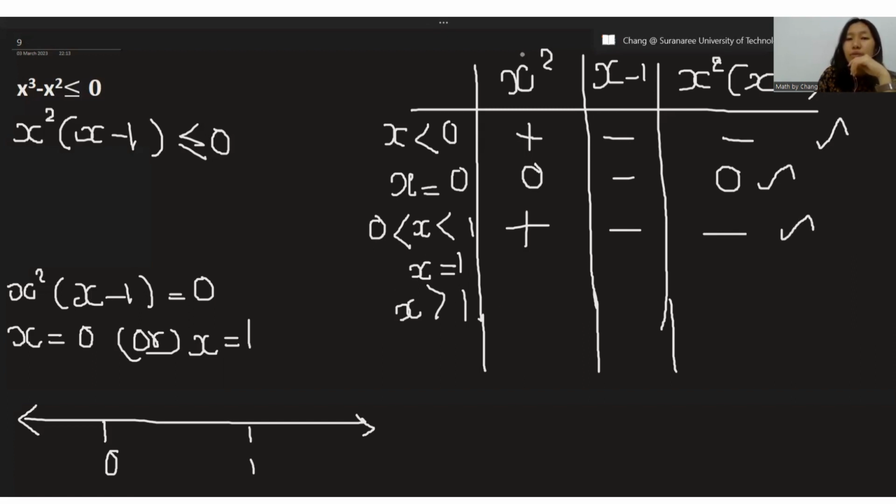When x equals 1, what will you get here? You will get 1 squared, plus 1, and 1 minus 1, you will get 0. When you multiply these two, you will get 0, right? So you will also need to take this point too.